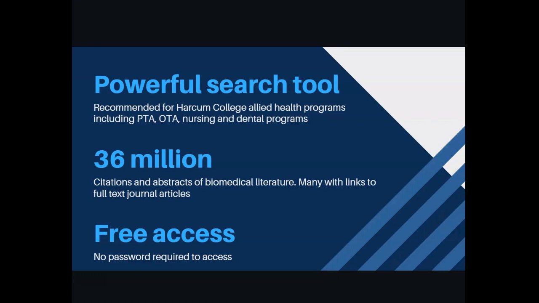PubMed has 36 million citations focused on biomedical literature. It is produced by the National Library of Medicine and the National Institute of Health, which are both government organizations. PubMed is not 100% full text, but many of the citations do have links to the full text of articles. It is free and open to the public and does not require a password.